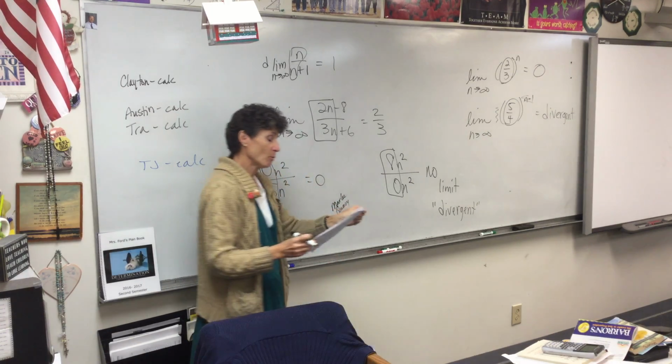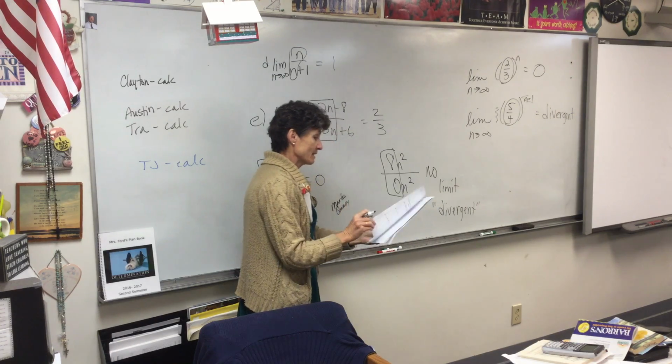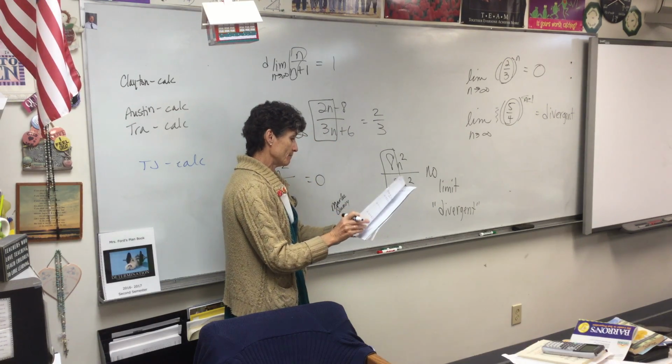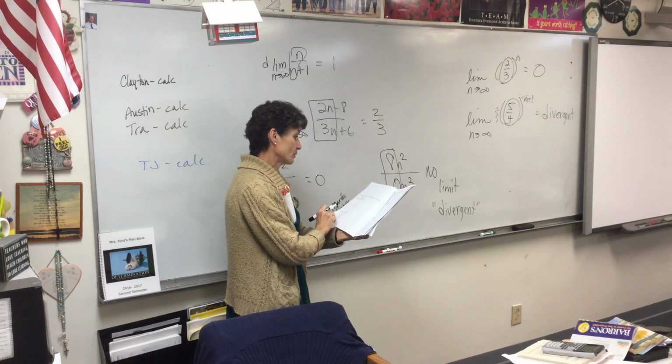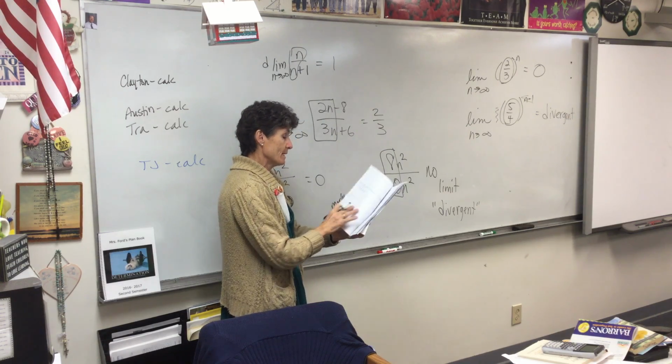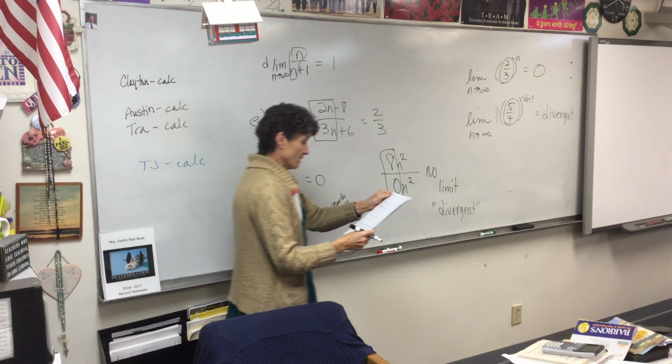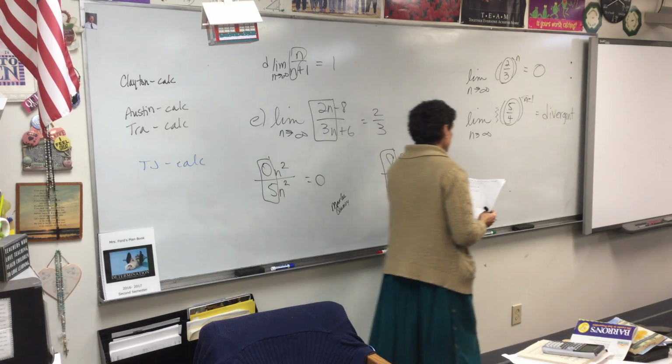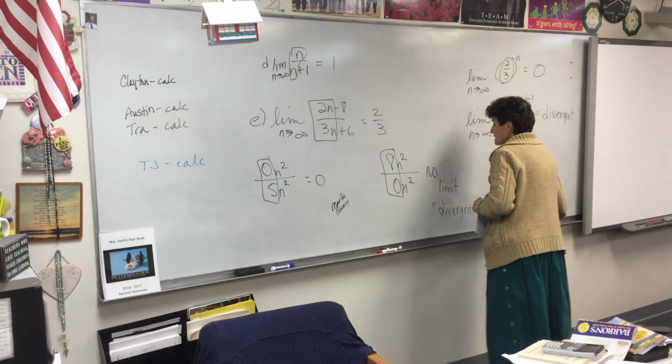All right, here we go. 9.5. This is the last thing we're going to do. 9.5, 1, 2, and 3. We're not doing 4. So 1, 2, and 3. Here we go. Find the sum of the following series.